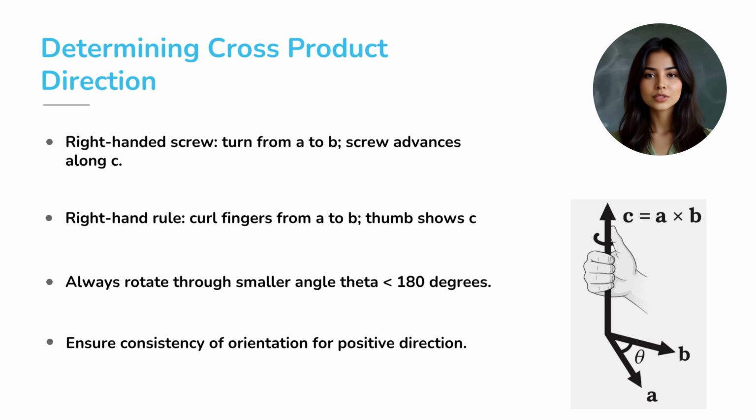Alternatively, curl the fingers of your right hand from A to B. Your extended thumb now points in the direction of C. But be careful, always rotate through the smaller angle between the vectors, less than 180 degrees. Otherwise, you'll end up pointing the wrong way.